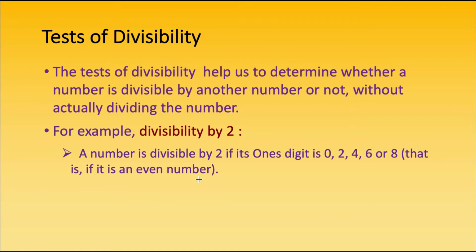So, if we take any number, say 1024. So, at the ones place we have the digit 4 in 1024. So, without performing division of 1024 by the number 2, क्योंकि ones digit पे 4 है, we know that it is an even number and it is divisible by 2. So this is the test of divisibility by number 2. We will learn other tests of divisibility for other numbers as well in this chapter.